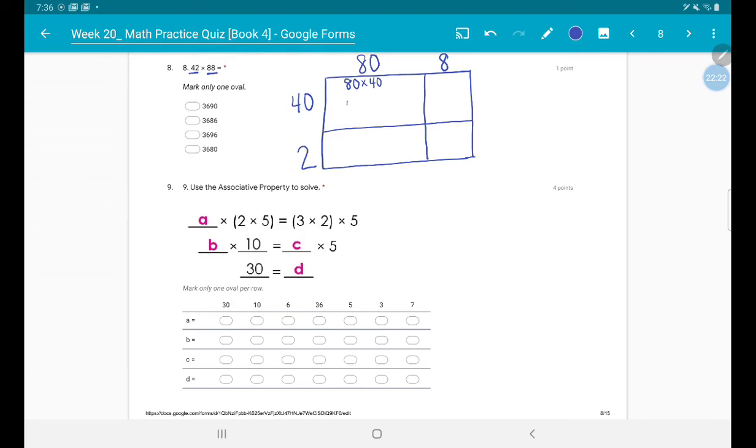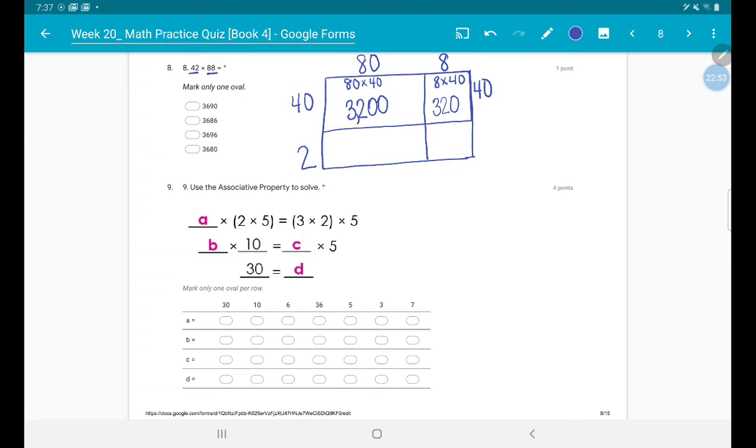8 times 4 is 32. Now I'd have 2 zeros. Find the area of the next section. I'm going to do length times width again. So my length is 8. My width is 40. I know that opposite sides have to have the same length. So 8 times 4 again is 32. This time I just have 1 zero.